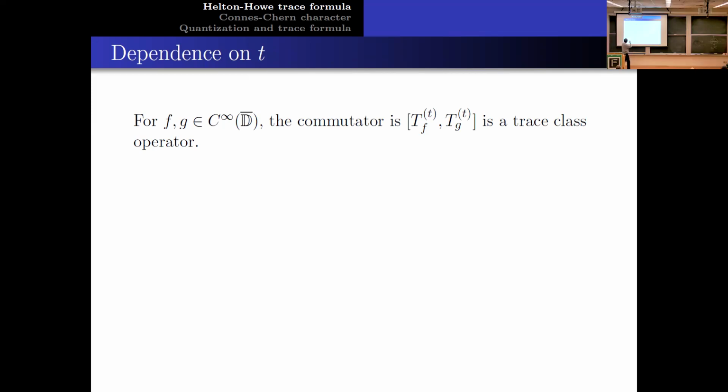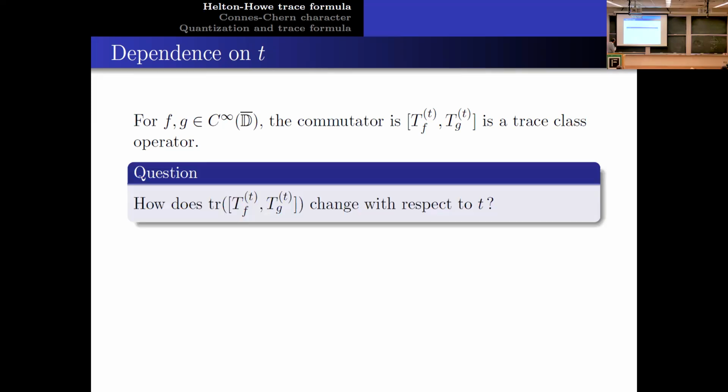You can check with a little bit of calculation. Before, we wrote down the orthonormal basis on the Bergman space. Now, with the t, we still have this orthogonal basis by monomials, but we have a weight. So it's a weighted shift, and you can still compute. The commutator is a trace class operator. So this is a nice calculation to do. Then the question is, since the commutator is trace class, how about the trace formula? Does it depend on t, or is it constant with respect to t?